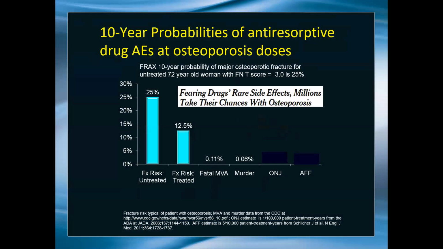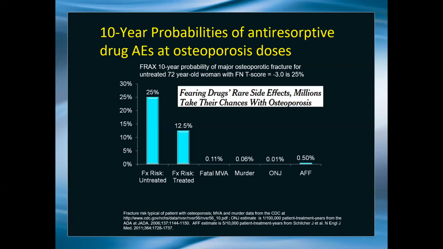And, you know, we see here, in perspective, the risk of fracture untreated, then the risk of fracture treated, cut down by about 50%. And then if we keep clicking here, you see that compared to the risk of fatal motor vehicle accident, murder, the risk of ONJ and atypical femur fracture is really quite minuscule.